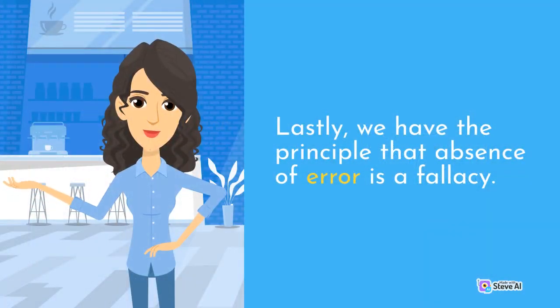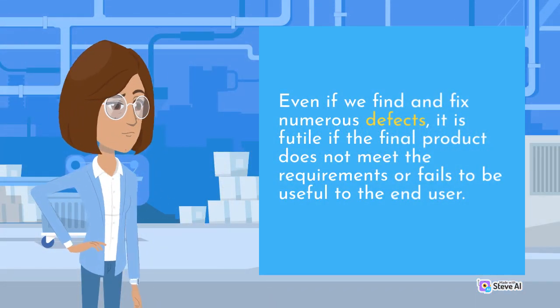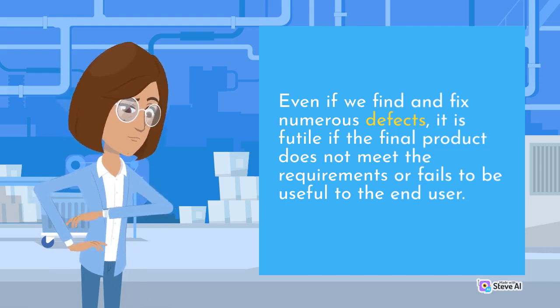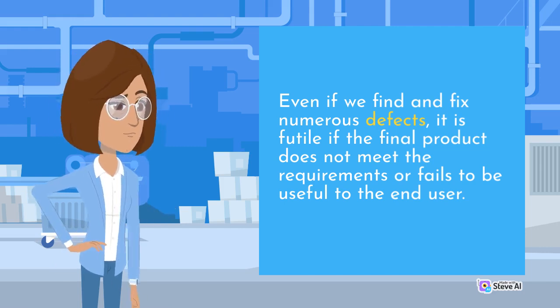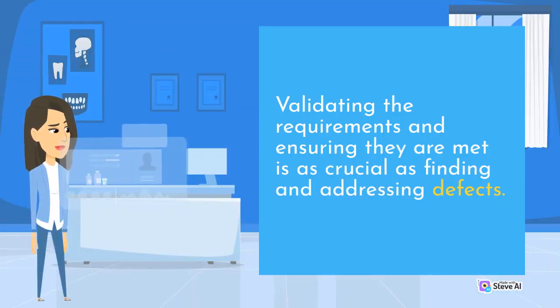Lastly, we have the principle that absence of error is a fallacy. Even if we find and fix numerous defects, it is futile if the final product does not meet the requirements or fails to be useful to the end user. Validating the requirements and ensuring they are met is as crucial as finding and addressing defects.